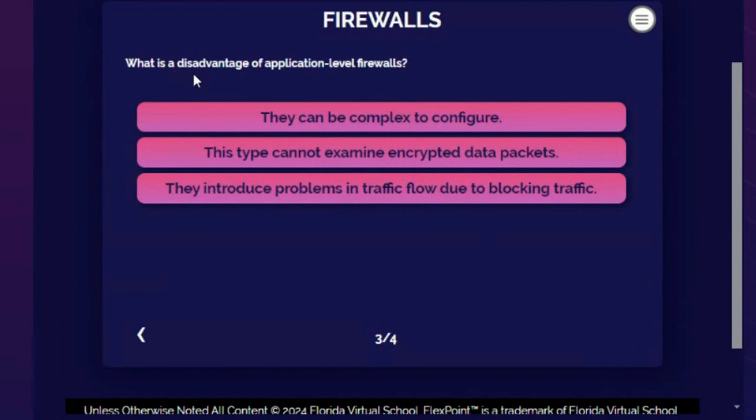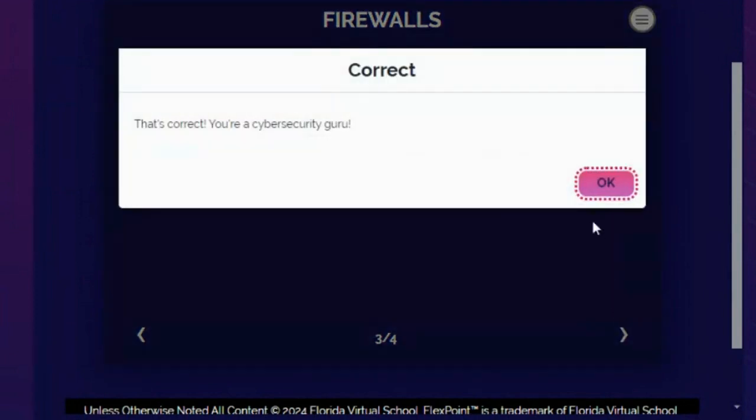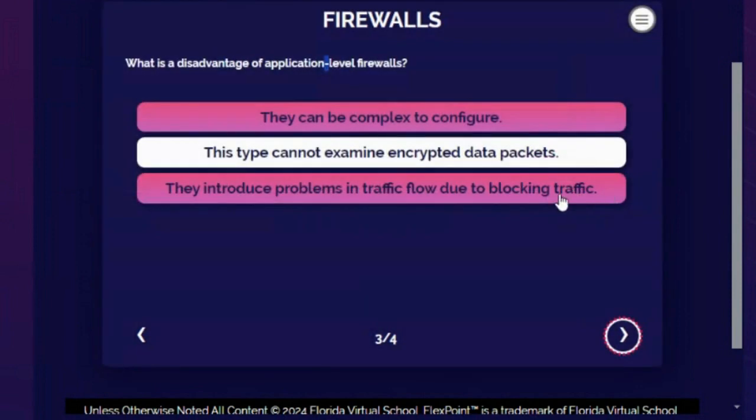What is a disadvantage of an application level firewall? All right, what do you think on this one? They can be complex to configure. They cannot examine encrypted data packets. They introduce problems in traffic flow due to blocking traffic. Application level. What do we remember about that? Was that the one that cannot look at the encrypted data packets? I don't know that I remember exactly. We just read this. I think that's what it was. Yep. You got it.